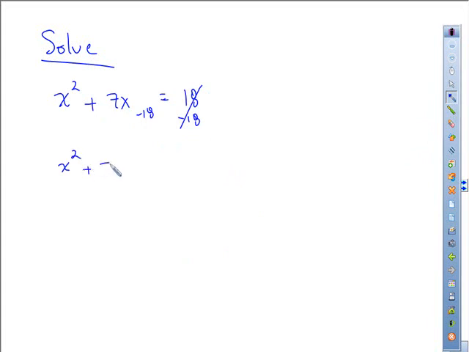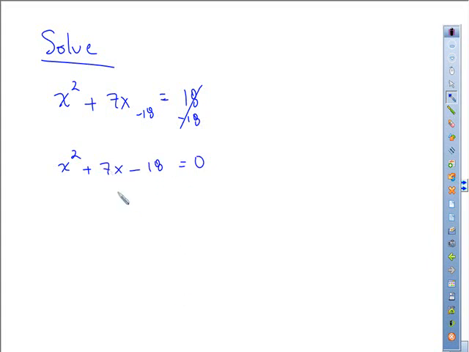So let's solve another one. So we need to solve x squared plus 7x is equal to 18. Remember, the first step in solving is that the problem has to equal 0. So we're going to minus 18 here, minus 18 here. That eliminates. We're going to get x squared plus 7x minus 18 is equal to 0.